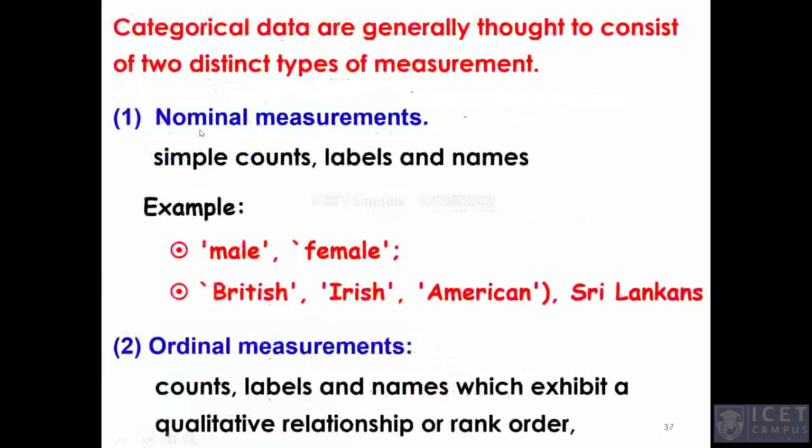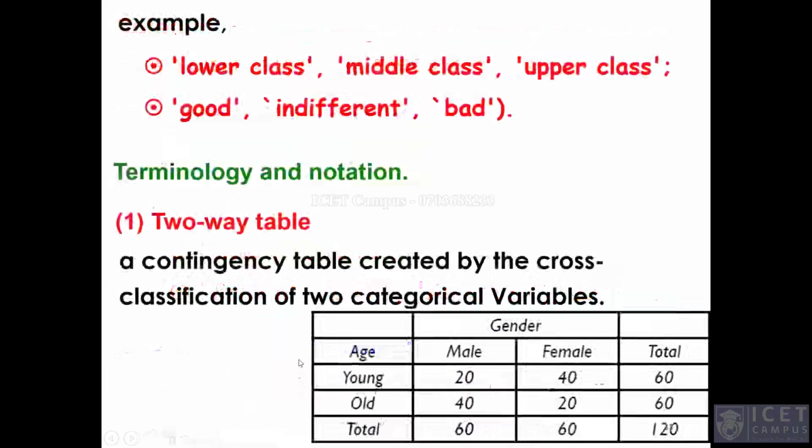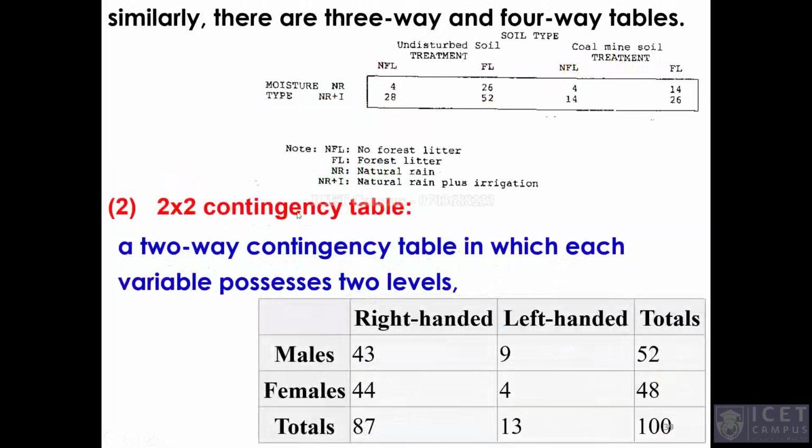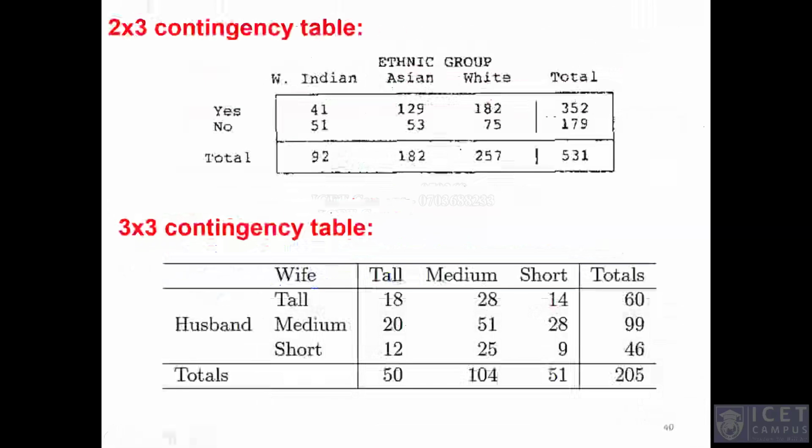We discussed these once: nominal measurements and ordinal measurements. Nominal measurements mean naming purposes. Ordinal means ranking purposes. Then there is the two-way table. Two-way means two variables, rows and columns. You can see here a 2 by 2 contingency table: two rows, two columns. And 2 by 3: two rows, three columns. 3 by 3 means three rows, three columns. Likewise, I think you can identify the others.